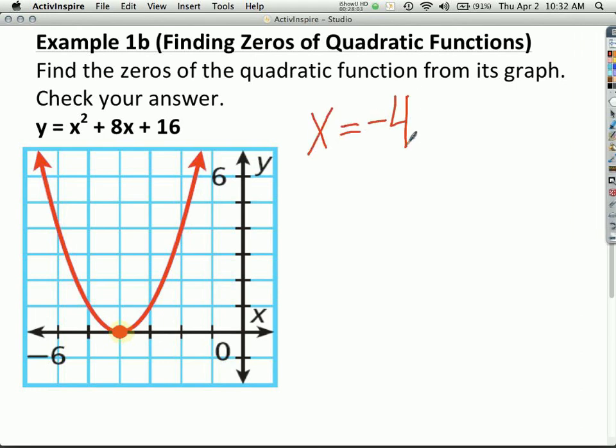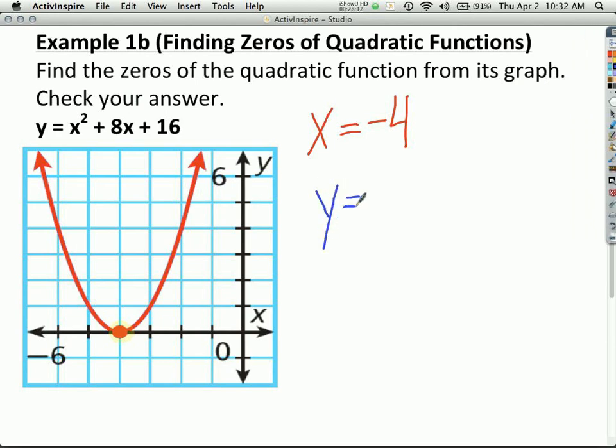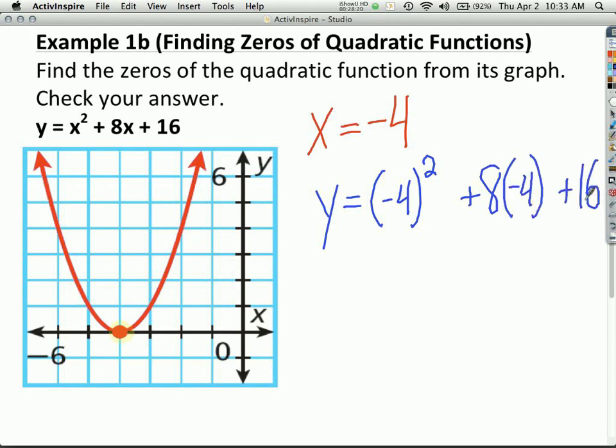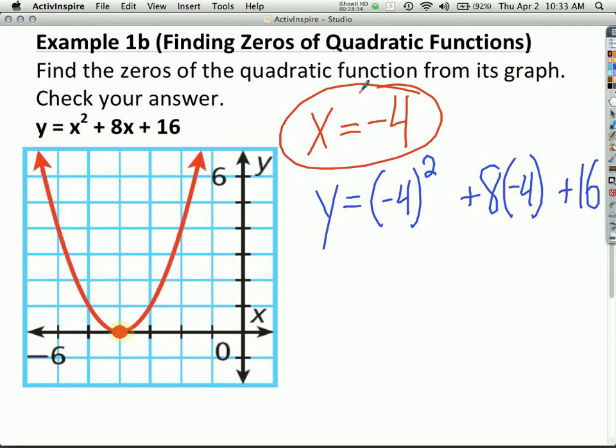But before I circle that and pat myself on the back, I'm going to do a quick check. And again, I can probably at this point do a lot of it mentally, but I'm just going to write it down so you guys can see. -4 squared plus 8 times -4 plus 16. Does that come out to 0? That's a 16, that's a 16, and that's a -32. It does. Comes out to 0. That is the 0 of the function. And you can see that there's only one because this parabola's vertex is the point on the x-axis. Any questions about finding zeros?